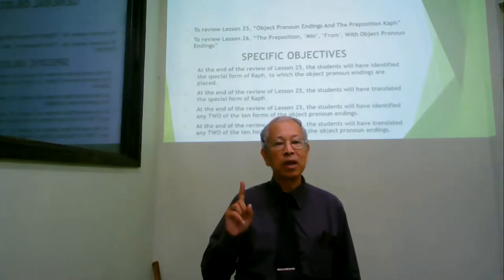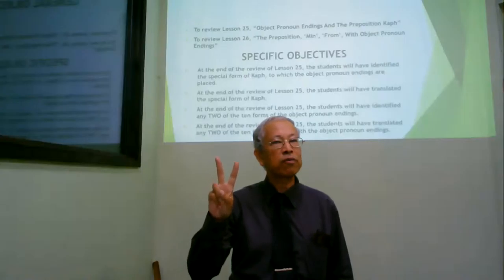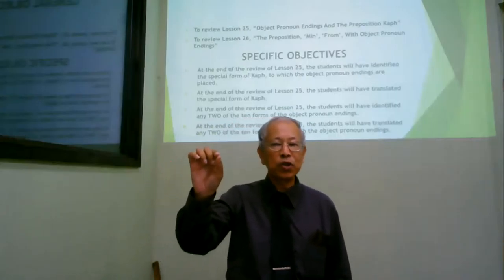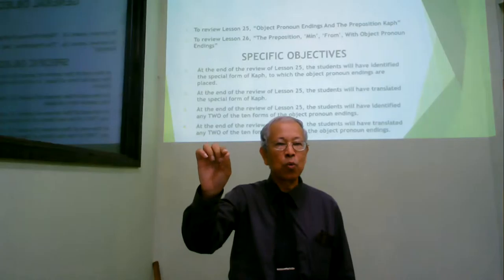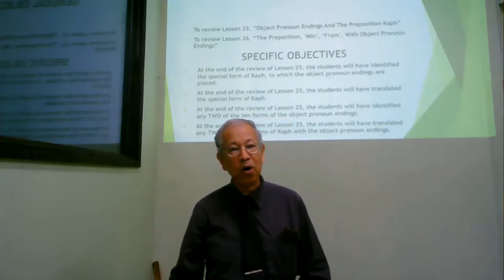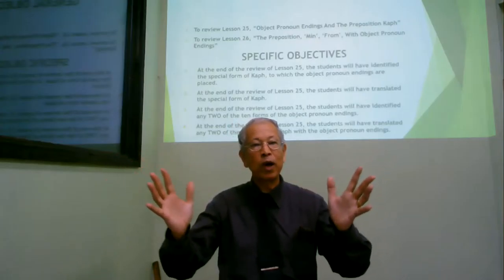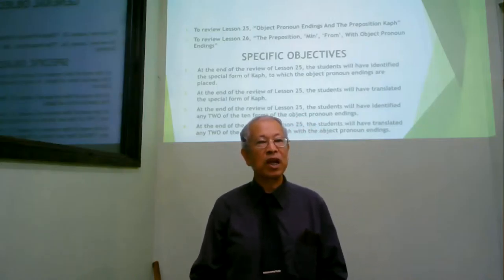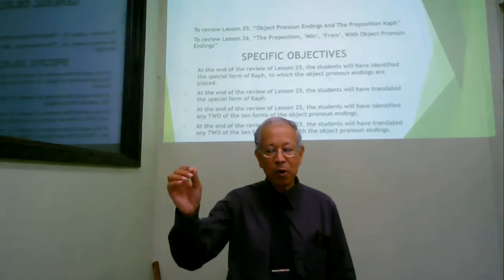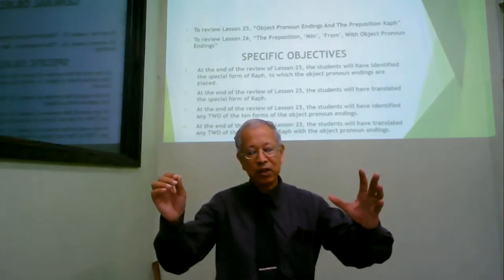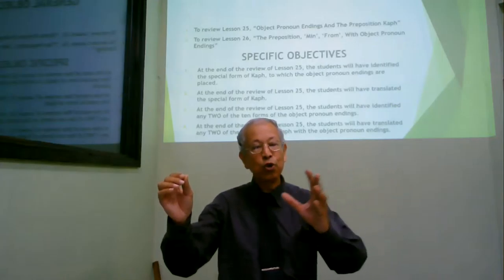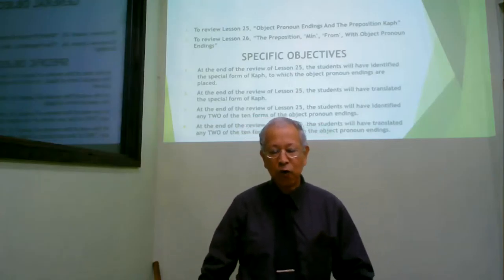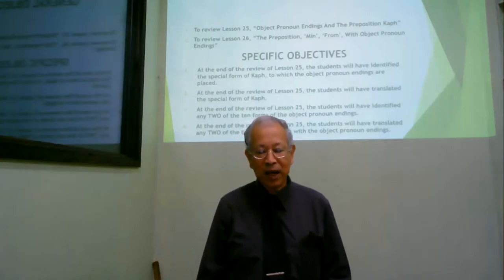So remember, there are 2 ways of writing kaf. The regular way is just the letter kaf, with the simple shewa underneath it, or even without the simple shewa. That is kaf in its regular form. But then you have a form that is pronounced kemo, C-E-M-O. And when you're going to be putting the pronoun endings to kemo, kemo becomes kamo. So you need to identify the special form of kaf to which the object pronoun endings are placed.